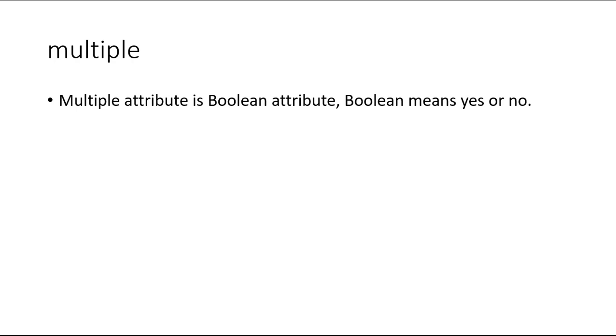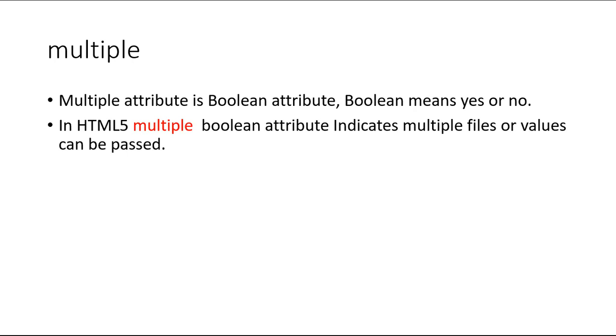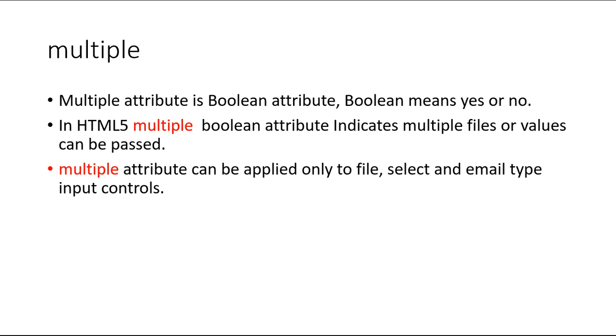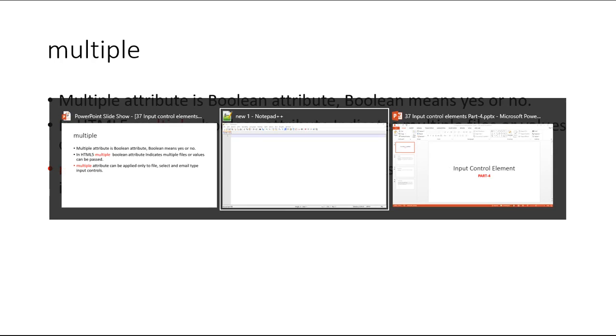The multiple attribute is a boolean attribute. Boolean means yes or no, on or off, correct? Now, in HTML5, the multiple boolean attribute indicates that multiple files or values can be passed. The multiple attribute can be applied only to file, select and email type input controls. Let's understand this with a practical example.